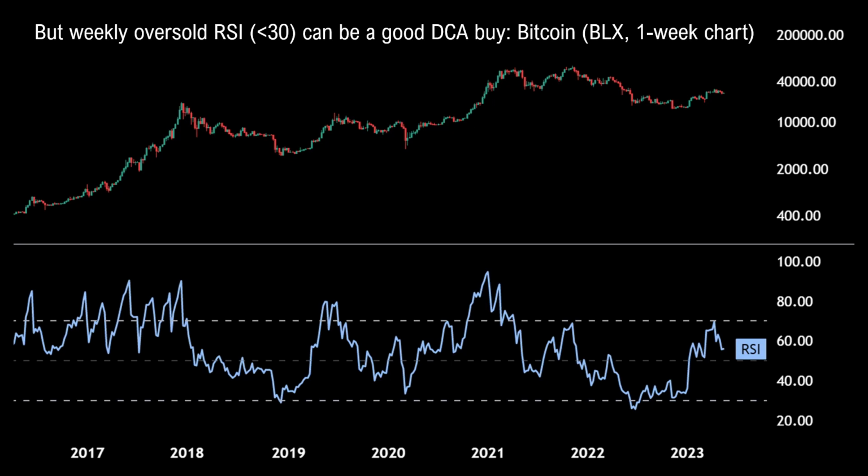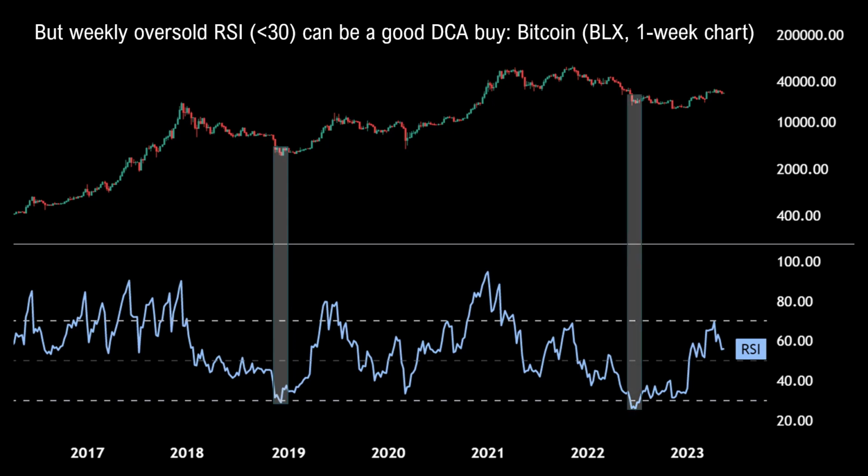But when it comes to the weekly RSI being oversold below 30, it can, in some cases, be a good time to start buying into an investment. And here are 2 examples of that with Bitcoin on the 1 week chart. The 2018-19 bear market low happened when the weekly RSI got below 30 over here. But for the 2022 bear market, the RSI got below 30 before the ultimate low a few months later. Still, it would have been a good time to start gradually buying Bitcoin.